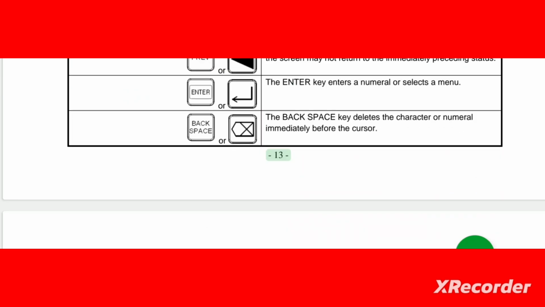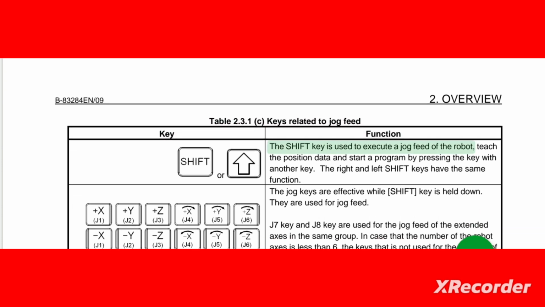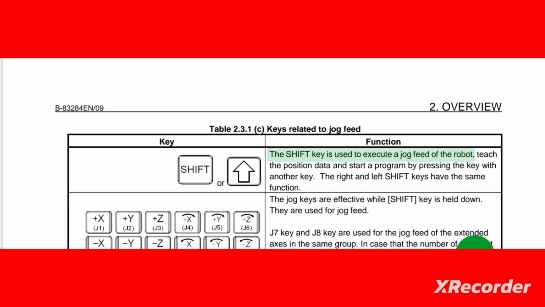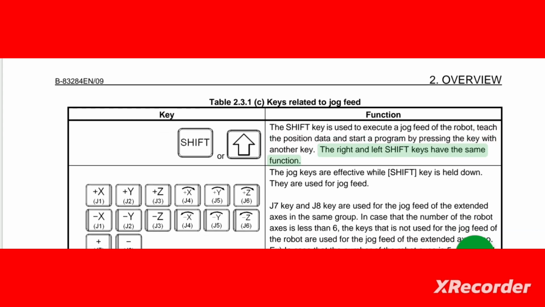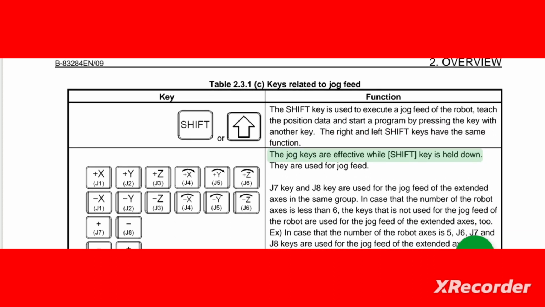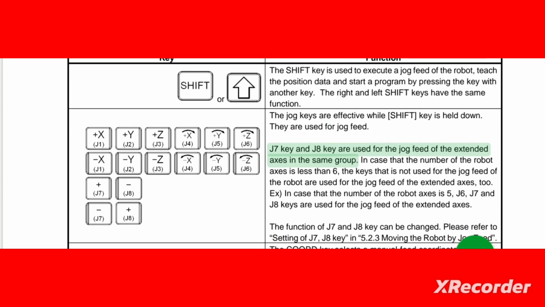Table 2.3.1c: Keys related to jog feed. Key function: the shift key is used to execute a jog feed of the robot, teach position data, and start a program by pressing the key together with another key. The right and left shift keys have the same function. The jog keys are effective while the shift key is held down. They are used for jog feed. The J7 key and J8 key are used for the jog feed of the extended axes in the same group.